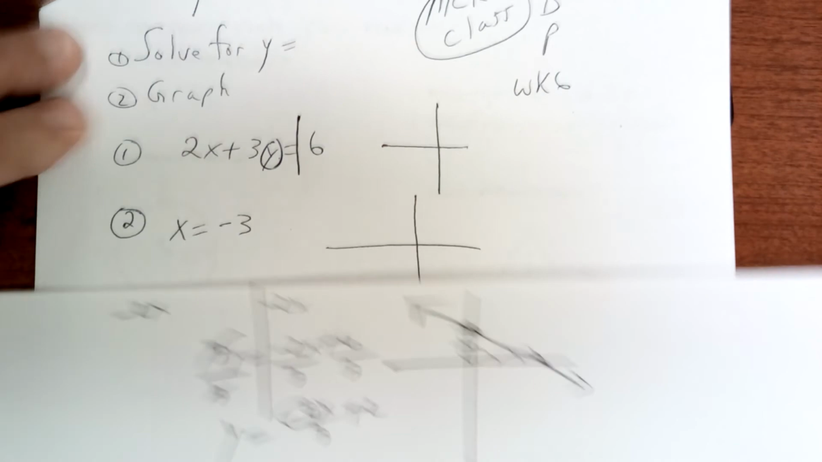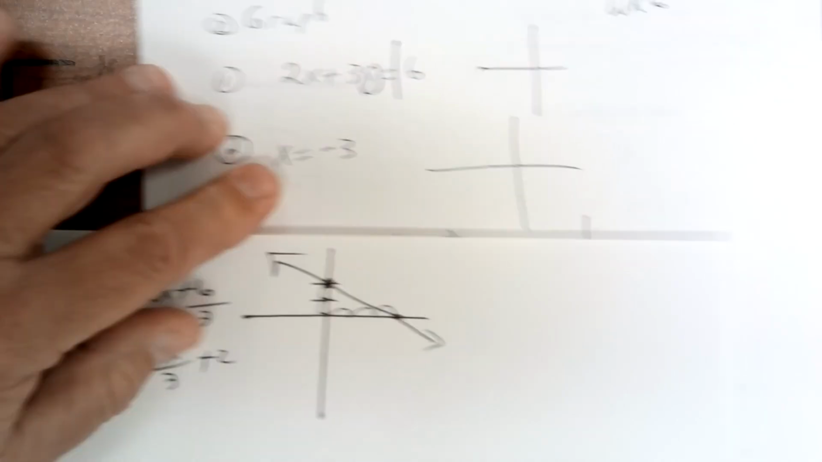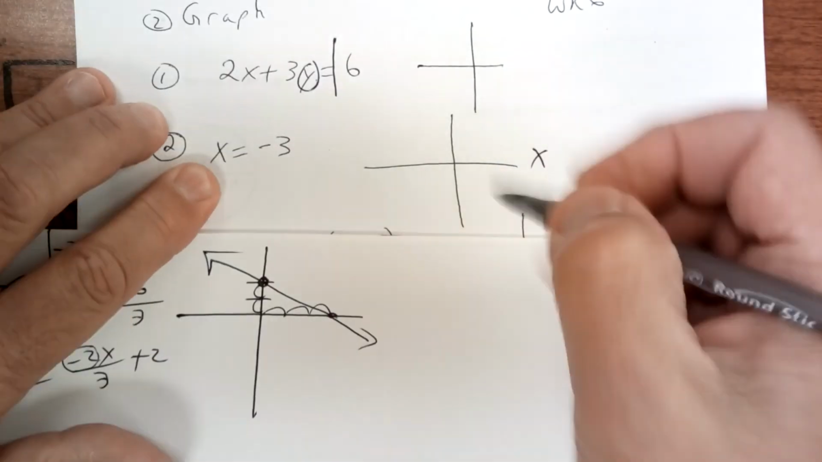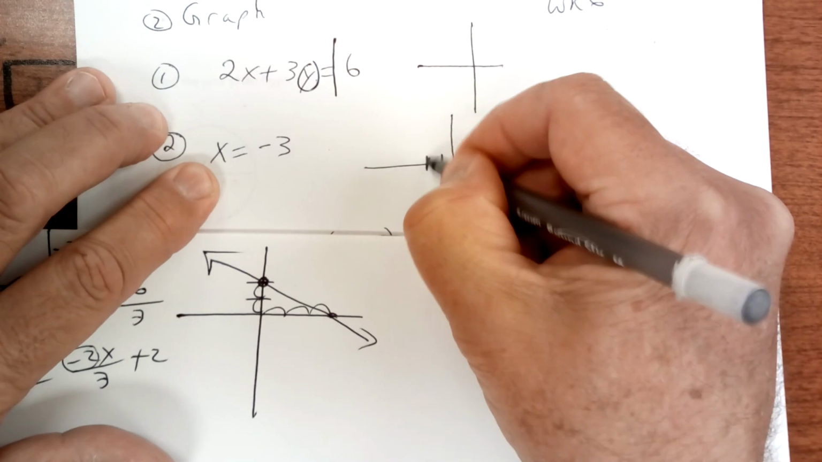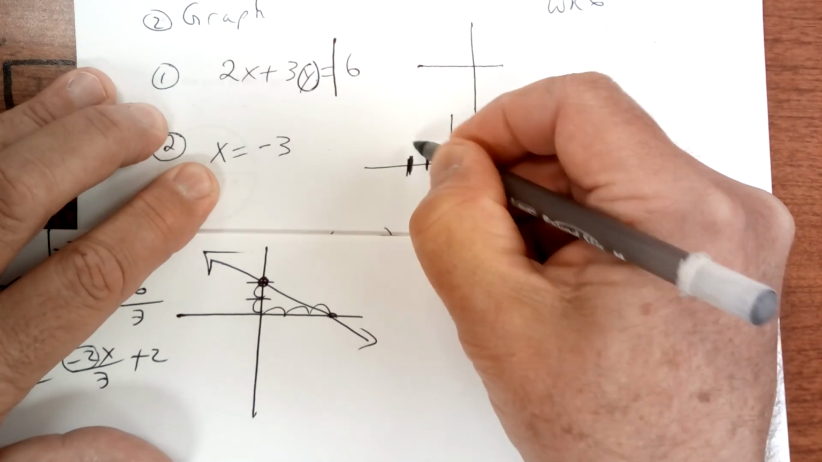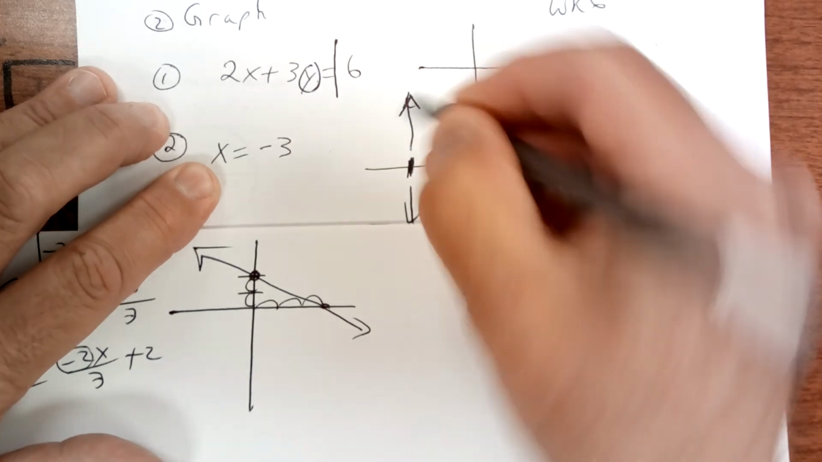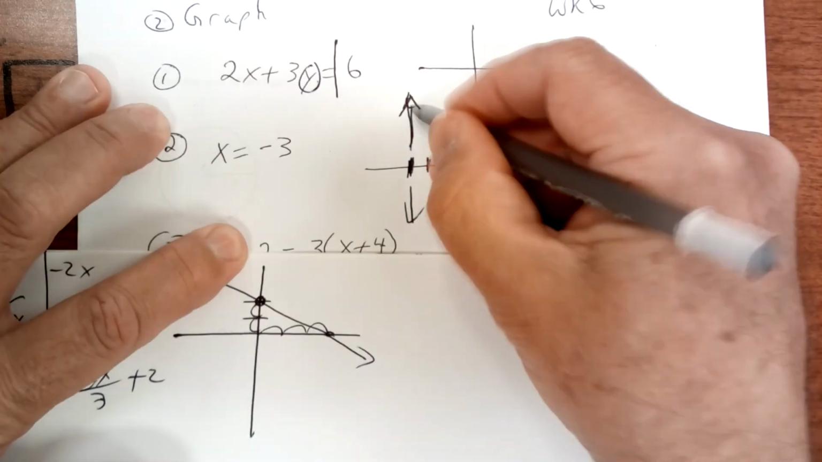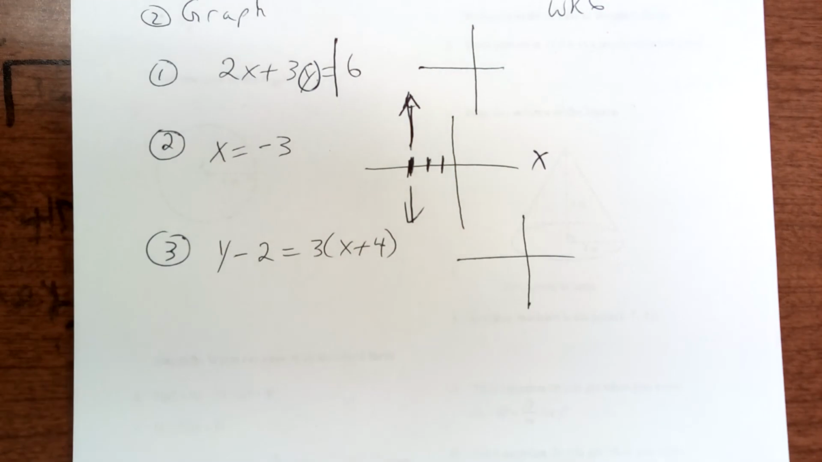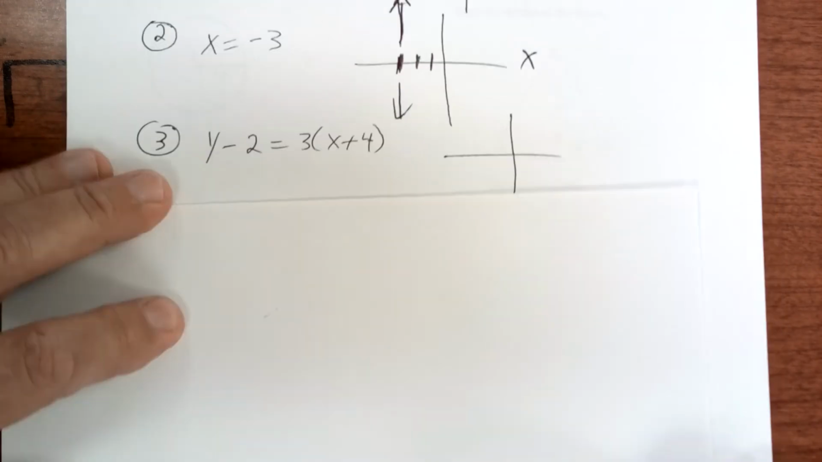Number 2, x equals negative 3. This is your x. This is a special case. Use tick marks instead of dots. You see how the tick mark is going up? So is your line, and that's your answer. Okay, so make your line going up and down. It's a special case. This one right here you have to distribute and then solve.